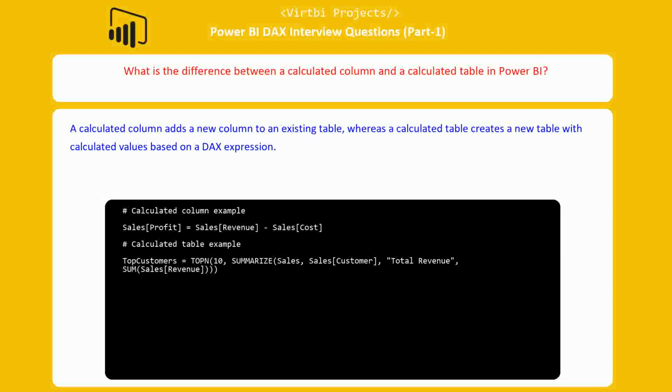In the calculated column example, a profit column is added to the sales table, calculating the difference between revenue and cost for each row. In the calculated table example, a new table called Top Customers is created, summarizing total revenue by customer and selecting the top 10 customers.